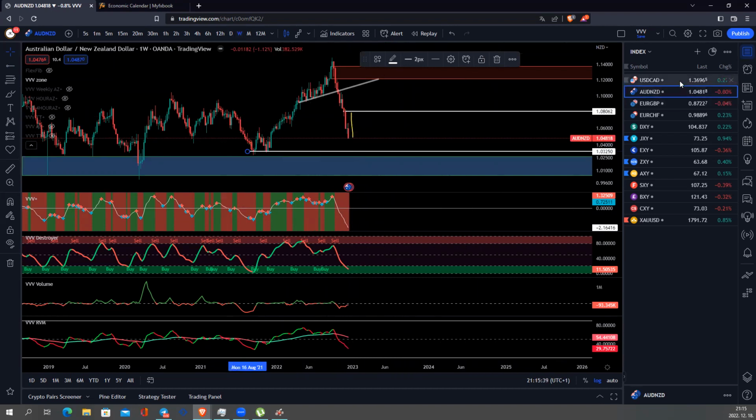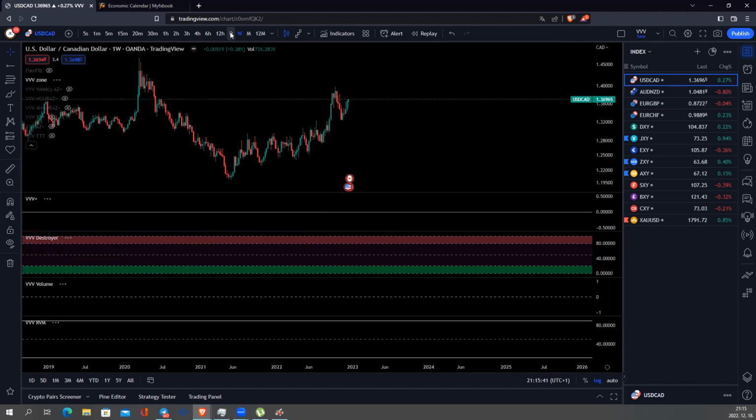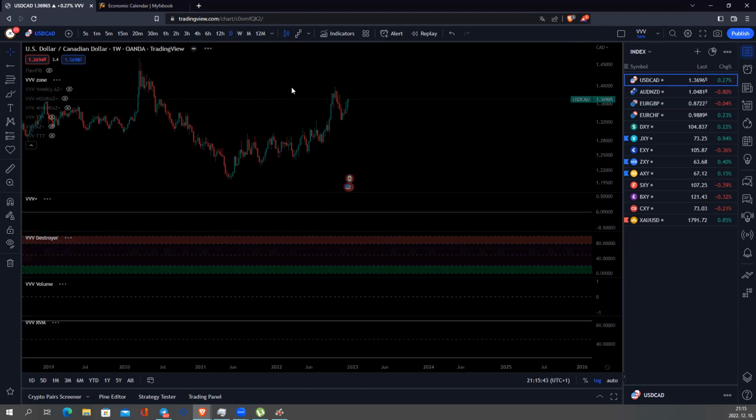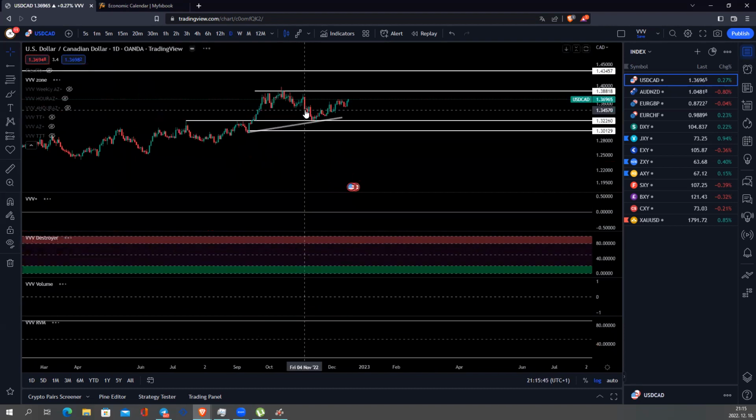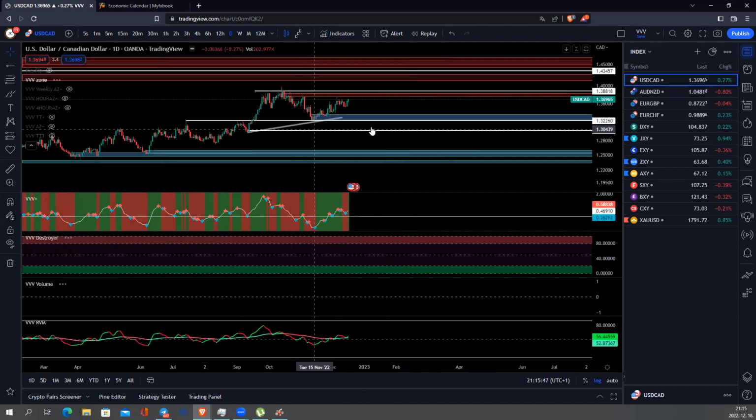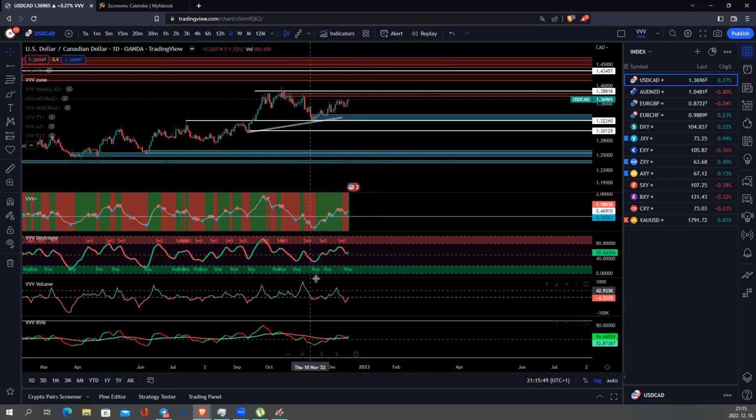All right, let's go back to USD CAD. I want to go on the daily chart to see what is happening there, and I like what I see, because here is also divergence on the Destroyer, and it is going up as well. The RVM made a cross and a retest on the 50 line, and this is about to go up as well.